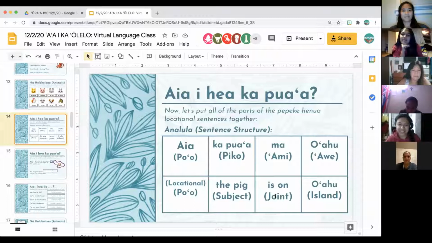All right, so our question. Aia ihea kapua'a. I hope you might. Aia ihea kapua'a. Okay, so we're going to put all of these things together into a pepeke henua locational sentence. Kapo, can you read that, please? I remember that story now. Can you read what you just said in the chat?